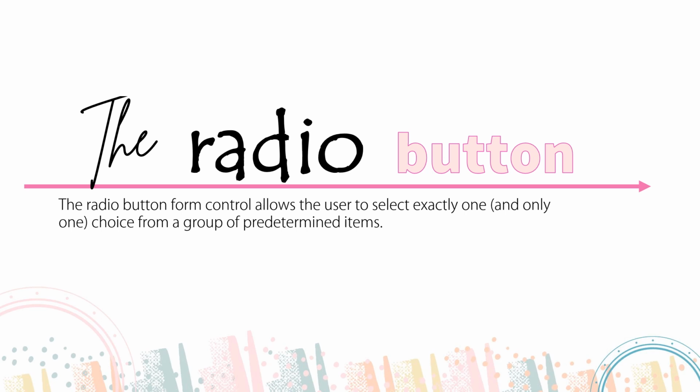What is a radio button? The radio button form control allows the user to select one and only one choice from a group of predetermined items. Each radio button in a group is given the same name attribute and a unique value attribute. Because the name attribute is the same, the elements are identified as part of a group by the browser and only one may be selected.